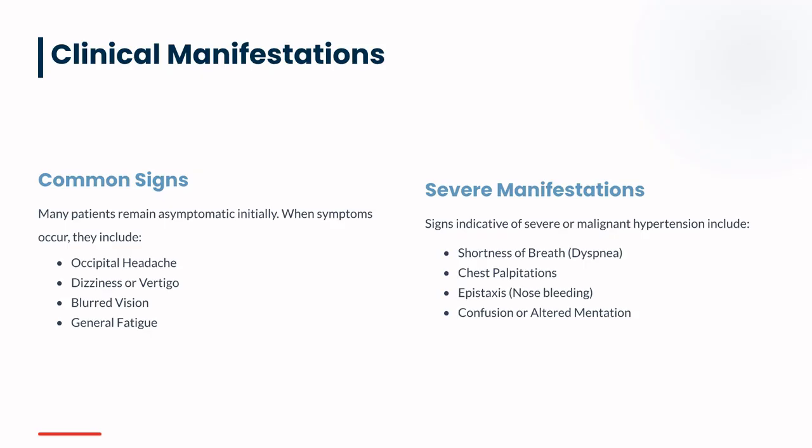Hypertension is often asymptomatic initially. Common signs when symptoms occur include occipital headache, dizziness or vertigo, blurred vision, and general fatigue. Severe manifestations can include shortness of breath, chest palpitations, nosebleeds, and altered mentation.